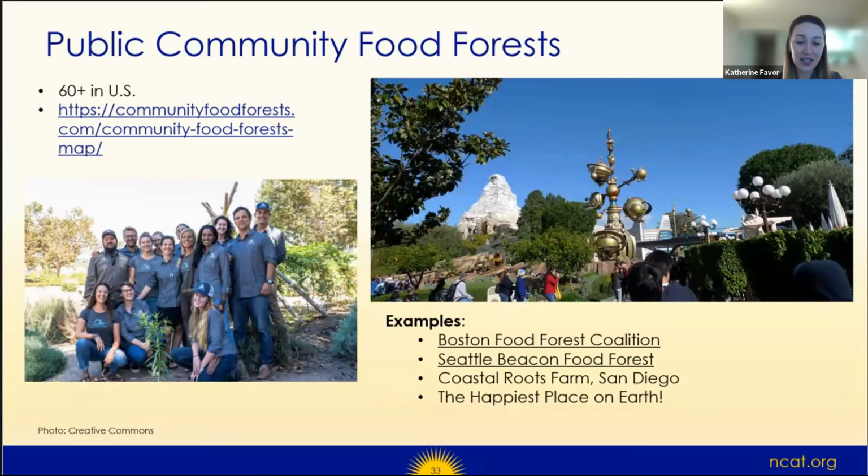Coastal Roots Farm in San Diego was where I worked. That was also public, open during certain hours. So it was kind of private, public.